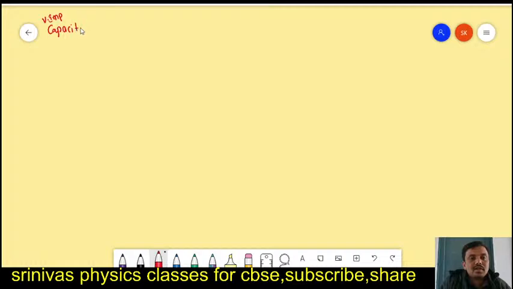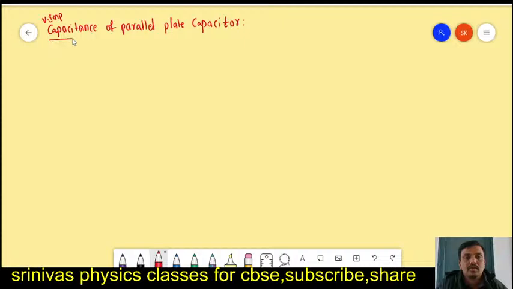Next is the capacitance of a parallel plate capacitor, very important. What is capacitance? What is a capacitor? A capacitor is a device used to store charge. How do we find the capacitance of a parallel plate capacitor?